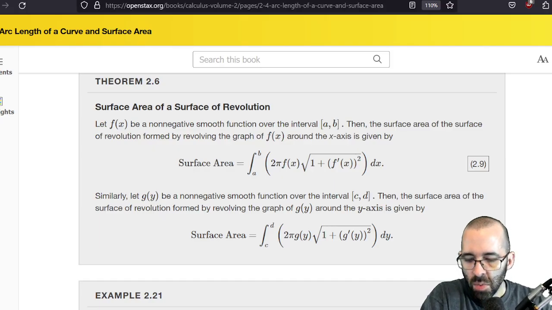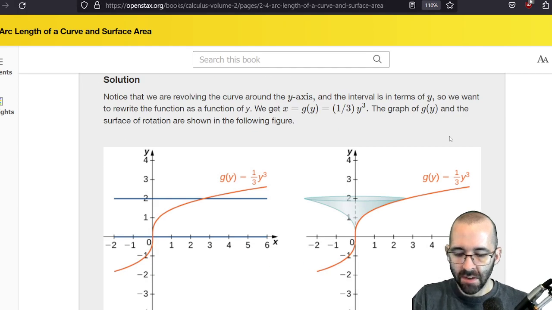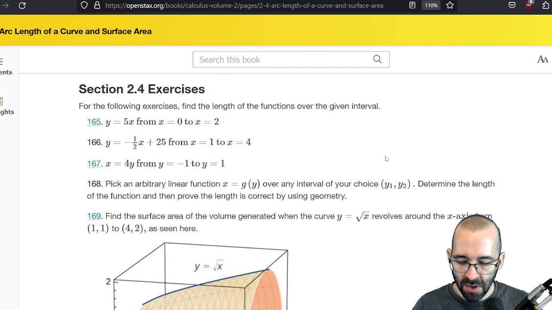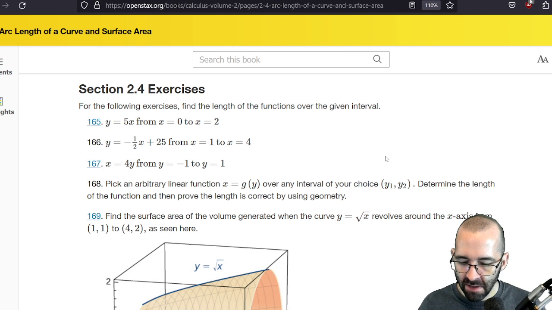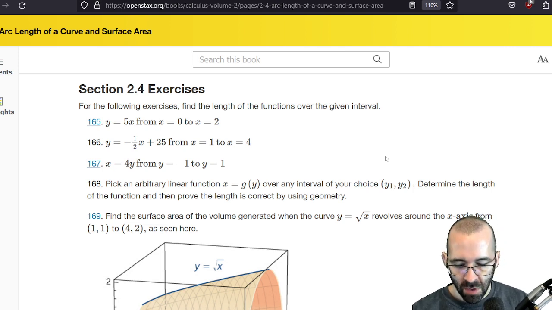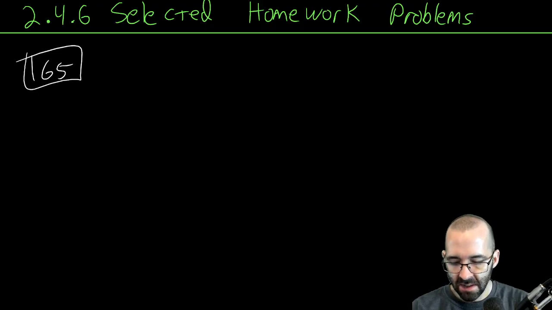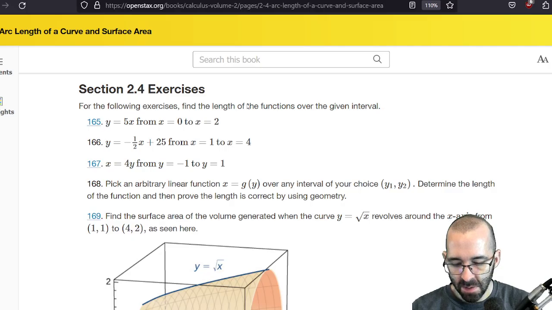All right, let's do some of the problems from the textbook that look a little different than the ones that I did. So we're going to start with 165. Again, the arc length here, we should be able to calculate this exactly because it's a line. But let's just get some practice visualizing and reaffirming some concepts.